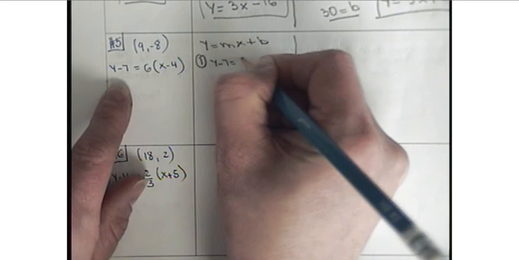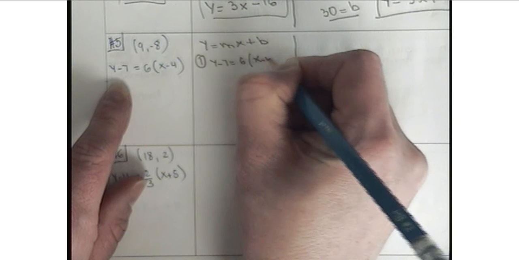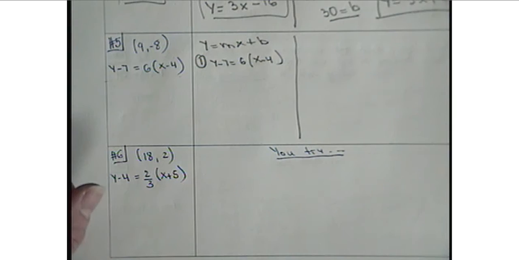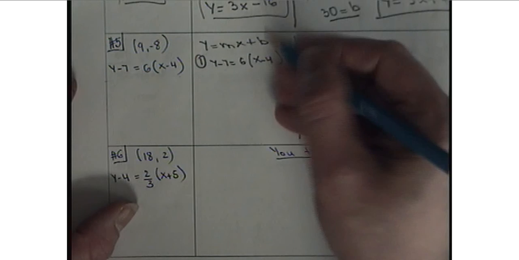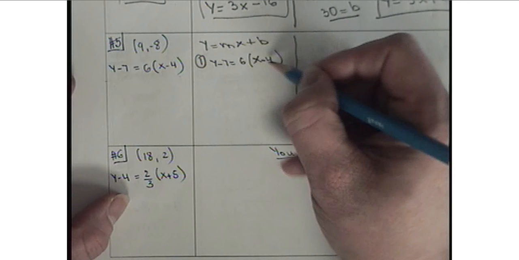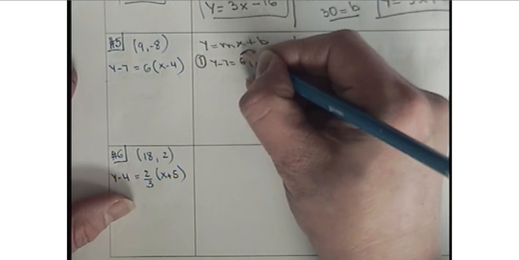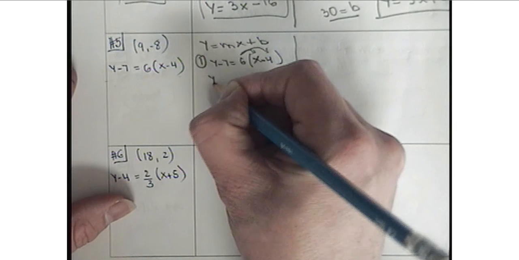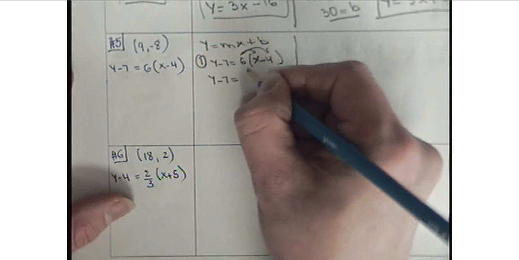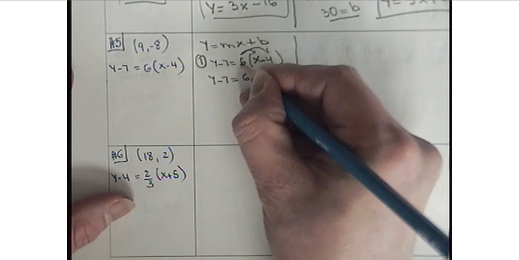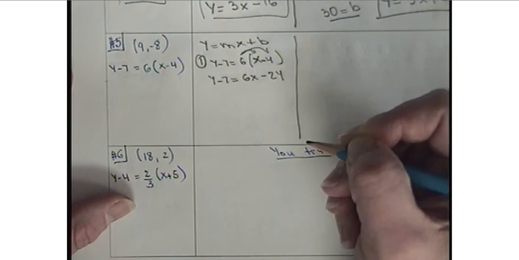So y minus 7 equals 6 times x minus 4. Alright, well, everybody knows that when we multiply a number times something inside the parentheses, we've got to use the distributive property here. So we have y minus 7 is equal to 6 times x, which is 6x, and 6 times negative 4 is negative 24.